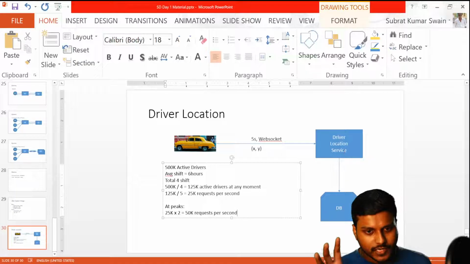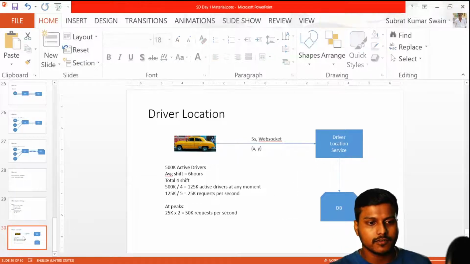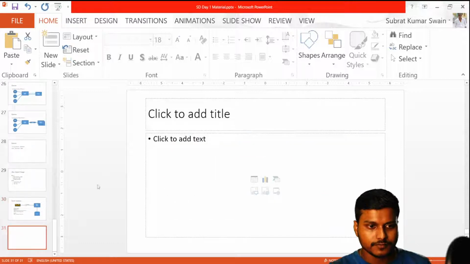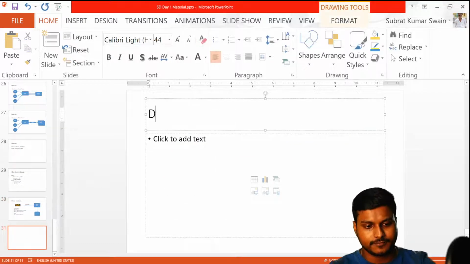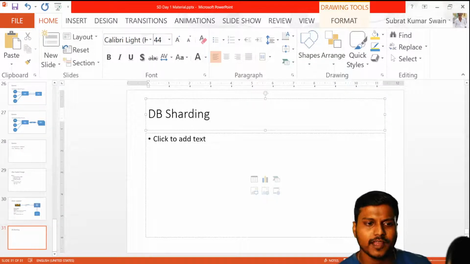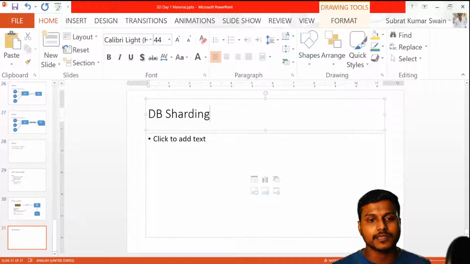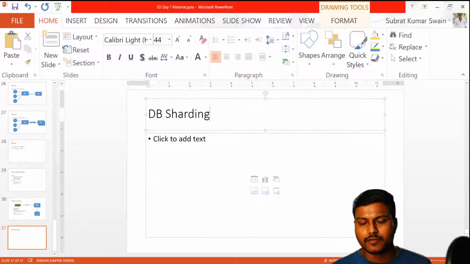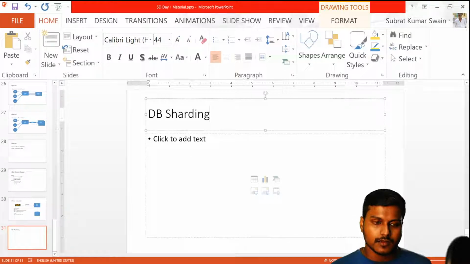Here I want to discuss something. I want to introduce you all to something called database sharding. So what is this sharding? Basically, we are dividing the database. Instead of storing all the data in a single database, we will have a number of databases, and we would map them.